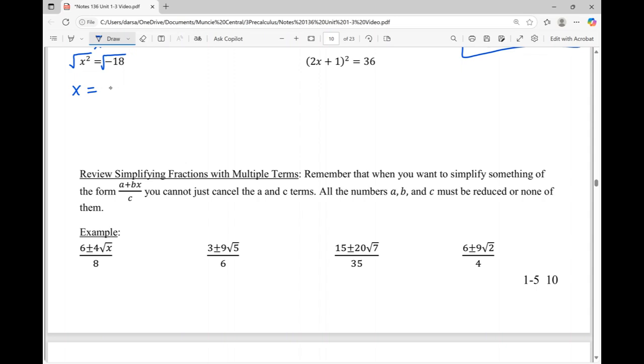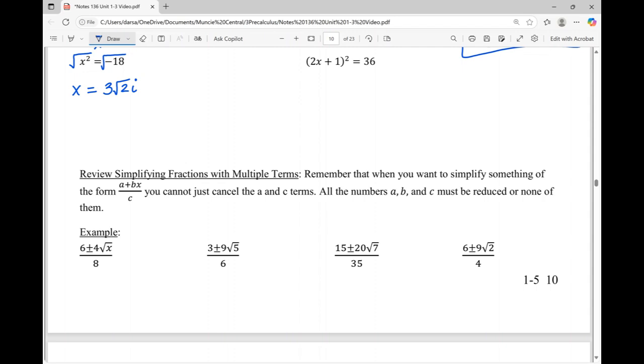Okay, but let's be a little careful with this. 18 is 9 times 2. So this will simplify to 3 square root of 2. And what does that negative do? Remember, we're no longer going to say no solution. We're going to say that is an i. So x is equal to 3 square root of 2 i.